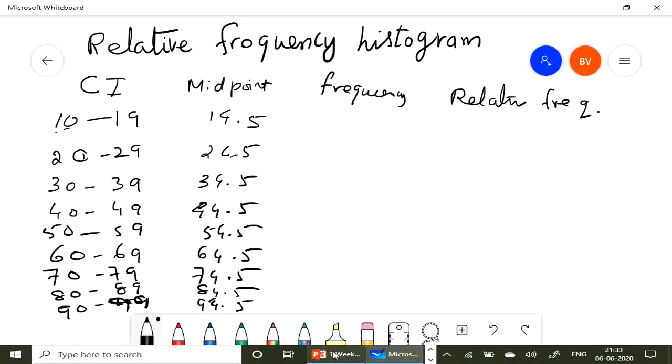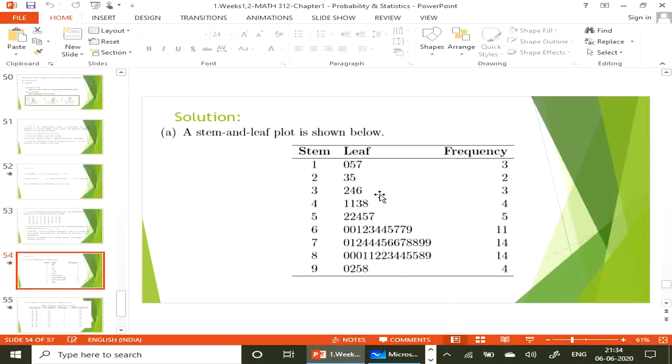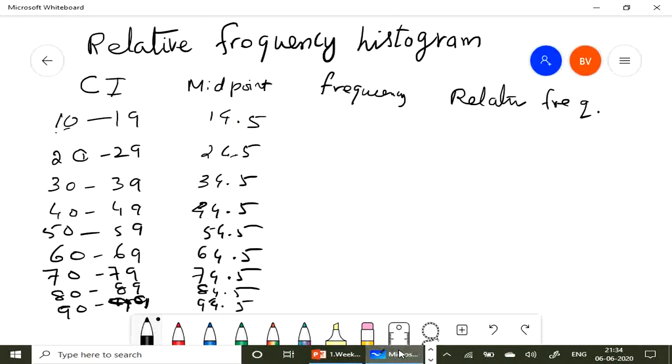Go and collect it. From the stem and leaf you can easily collect the answer for this one. So this will give you the output. Frequency. How many elements are in the first class, between 10 and 20? 3, 2, 3. That's our frequency here. 3, 2, 3, 4, 5.